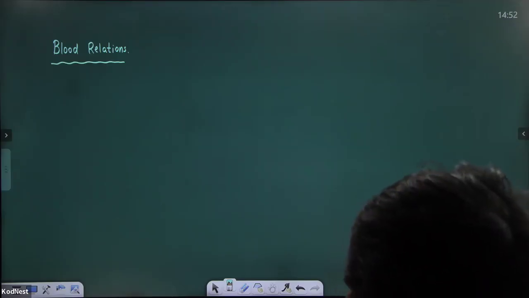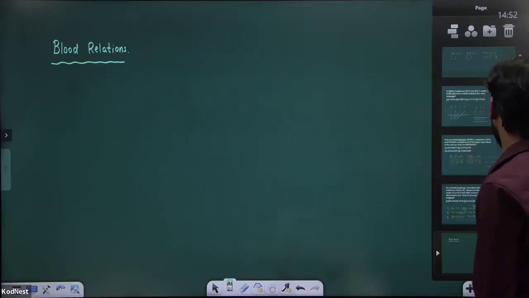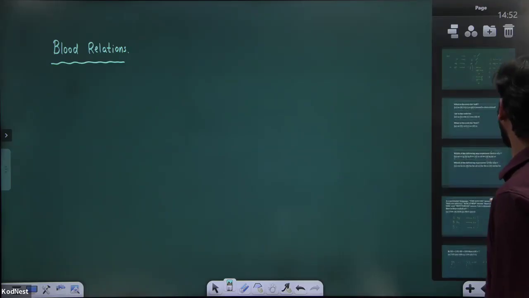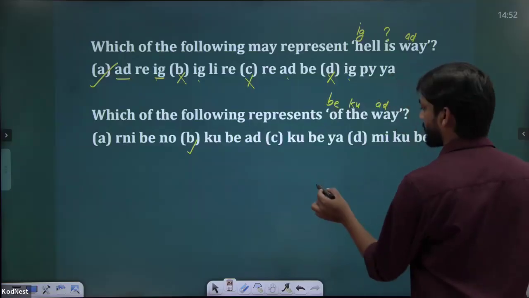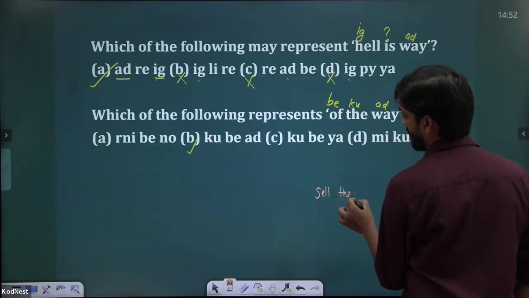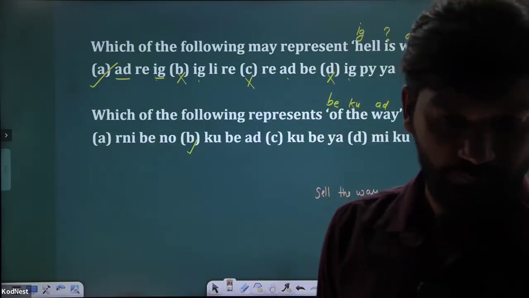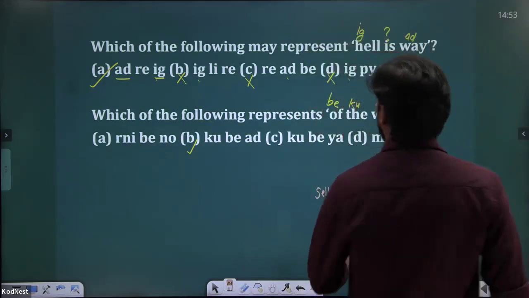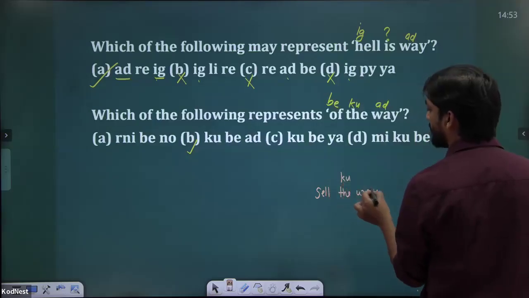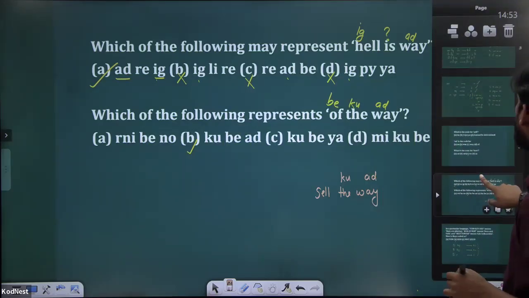Are you saying for this? Sell the way. So for sell the way, the translation of sell is KU, way translation is AD. And next one we have a sell. Sell translation is Li or Ya.